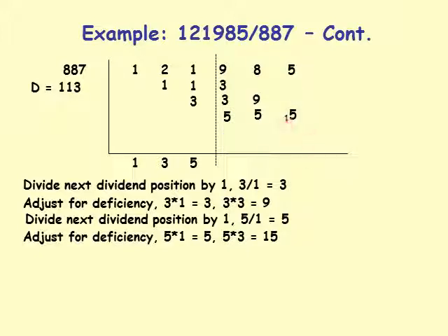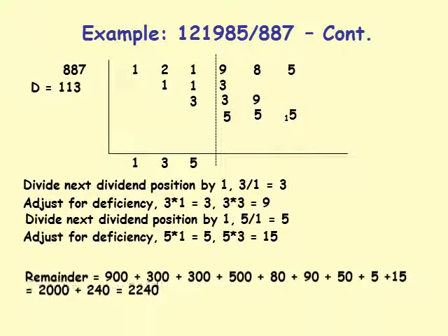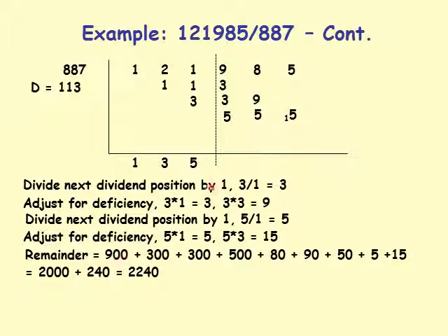Okay, we are done with divisions. We are now in the remainder column, and we don't divide the remainder column anymore. We divided by 1000, and this was my first remainder. Now we don't divide the remainder anymore. We just add the numbers we got in here. Okay, let's continue here. Remainder is 900 plus 300 plus 300 plus 500, plus 80 plus 90 plus 50 plus 5 plus 15.